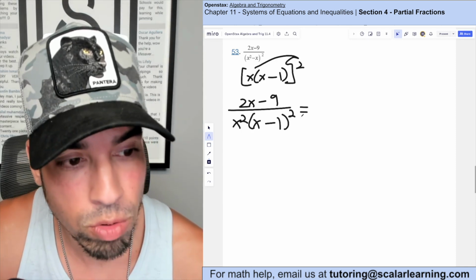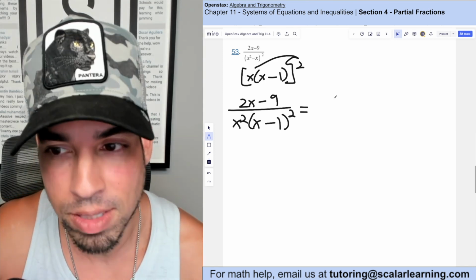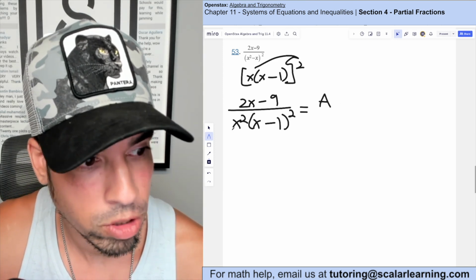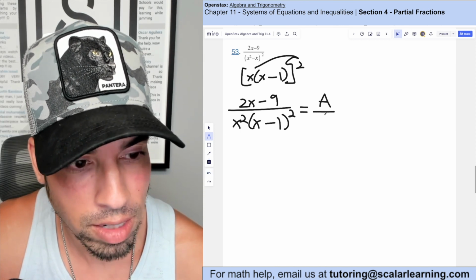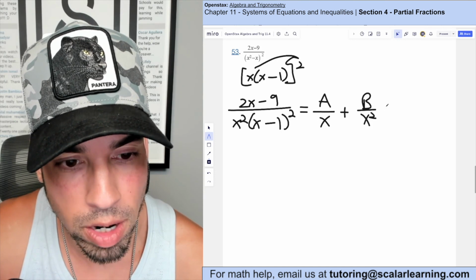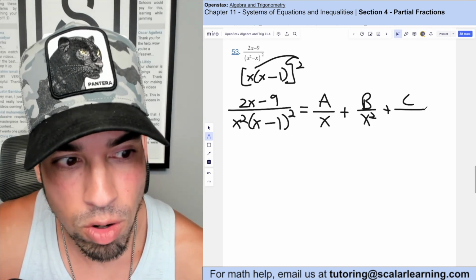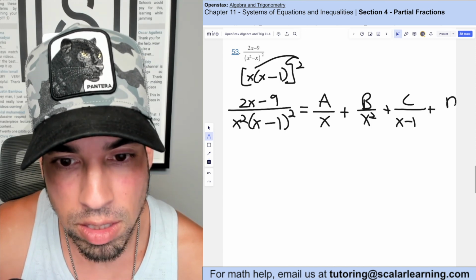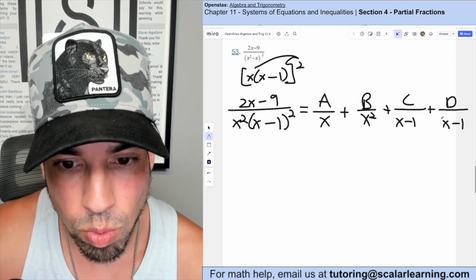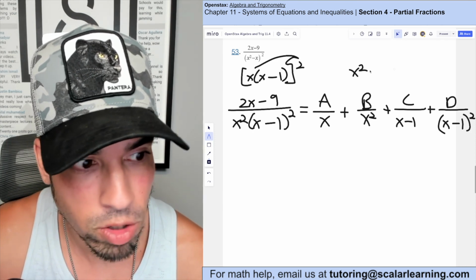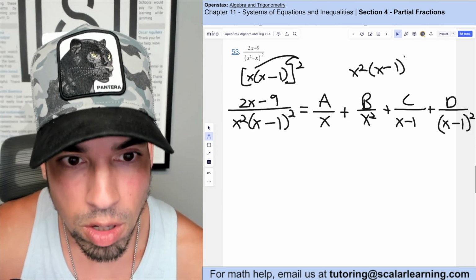Okay, now we can do our partial fraction decomposition. And here's how we're going to do it, right? We have A over just the x, and then plus B over x squared, plus C over the second one, x minus 1, just without the square, and then D over (x minus 1) squared, like so. Okay, now we're going to multiply everything by that denominator, x squared times (x minus 1) squared.